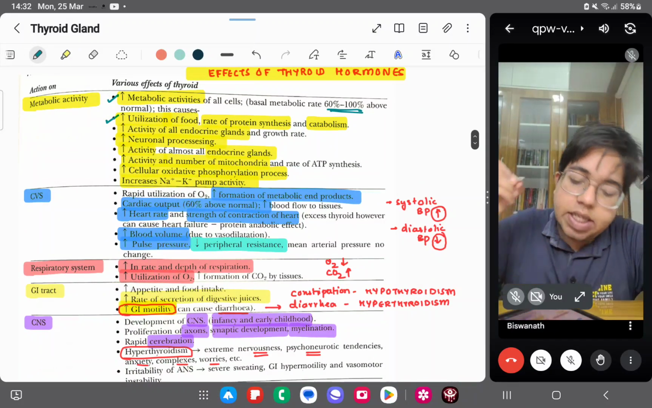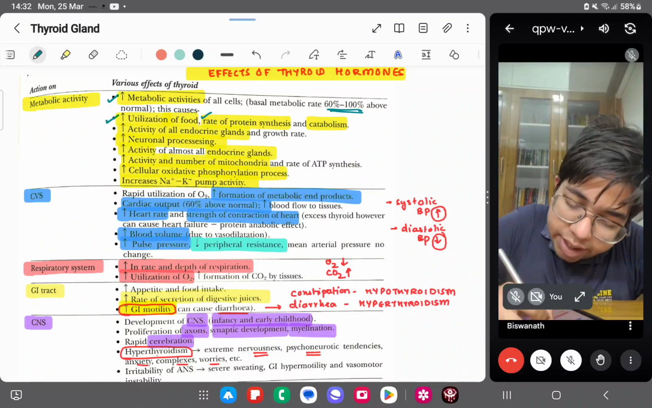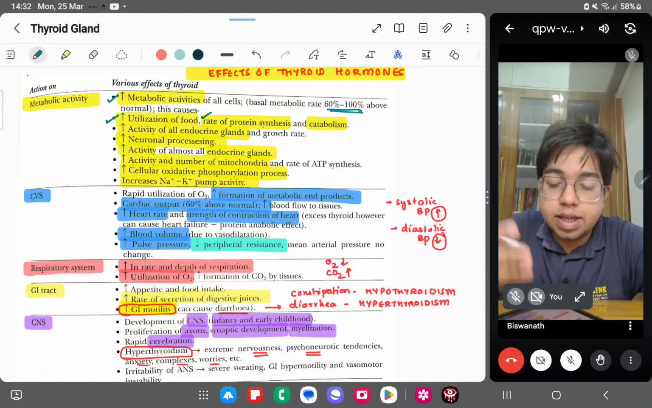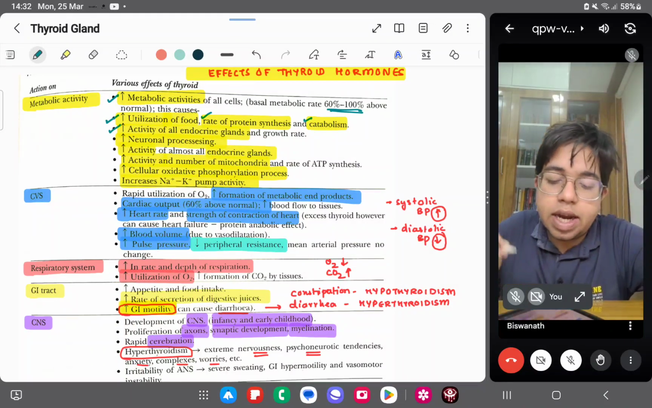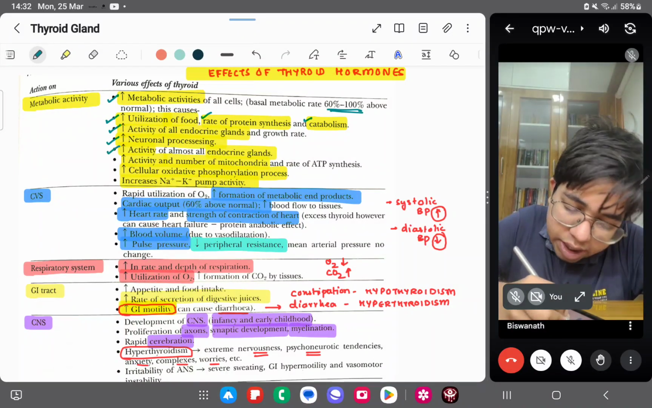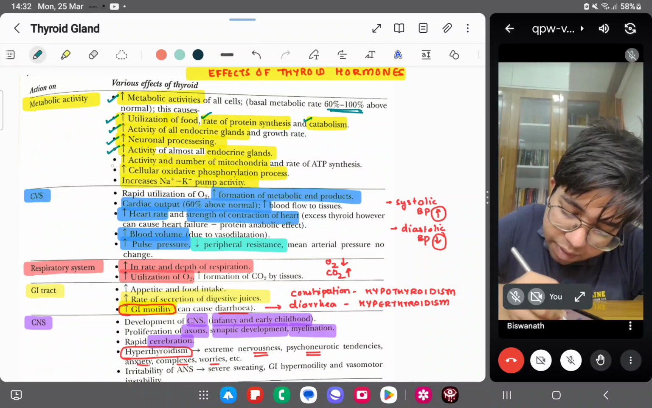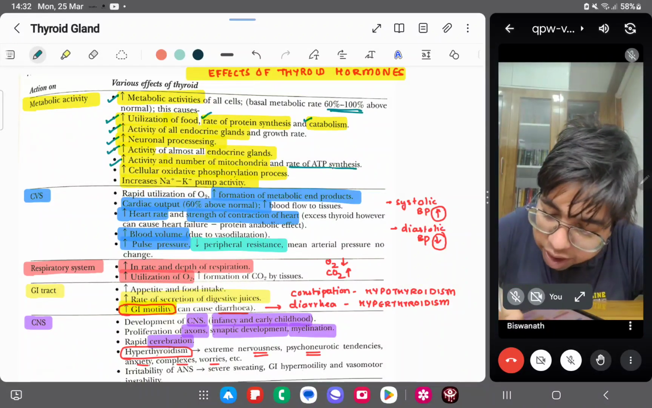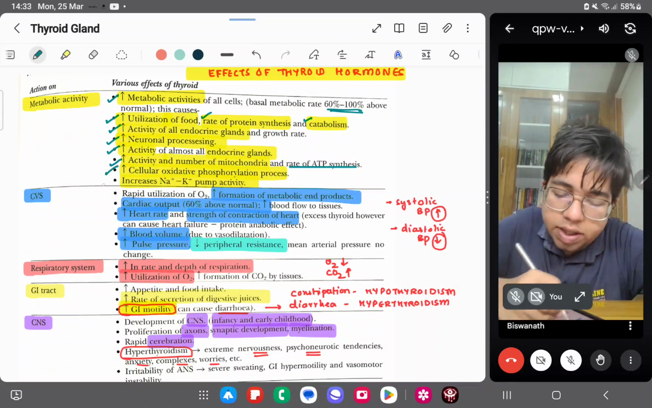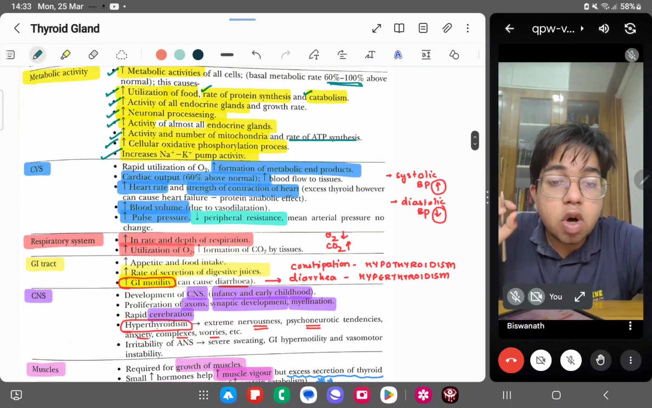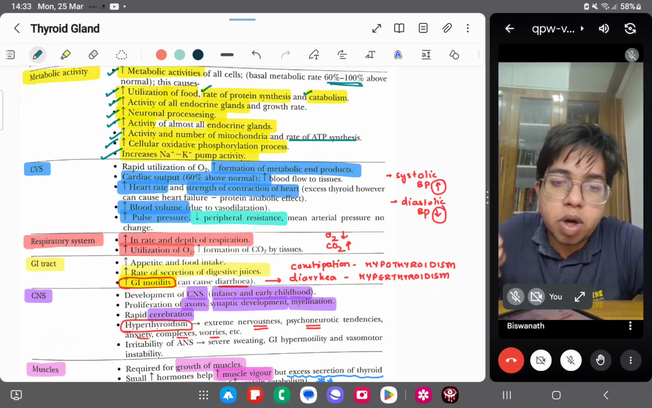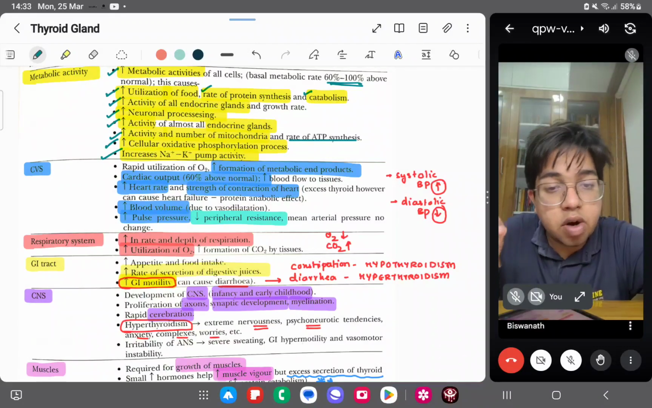It will increase utilization of food. It will increase the rate of protein synthesis. It is synthesizing and catabolism as well. Increase activity of all endocrine glands. Increase neuronal functioning. Increase activity of mitochondria. Increase in rate of ATP synthesis. Increase cellular oxidation. Increases sodium potassium pump action. So all the things which are related with the metabolism is increased by this thyroid hormone.